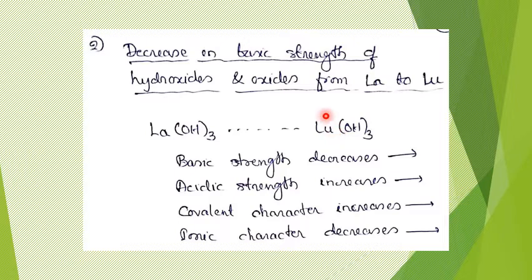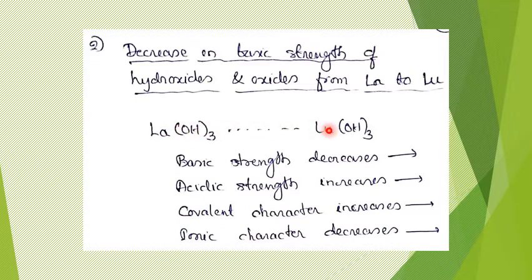Now because of minimum size, the charge density on lutetium increases, and that increases the covalent character between the lutetium ion and the hydroxide ion. Because of this higher charge density, hydroxides prefer to stay attached to lutetium 3+ itself, and will not get released to aqueous solution as easily as compared to lanthanum hydroxide. Therefore, lanthanum hydroxide is more basic, and lutetium hydroxide is the least basic among these species.